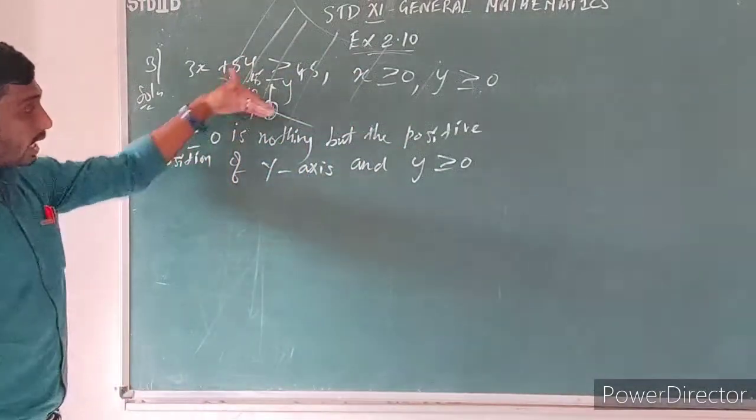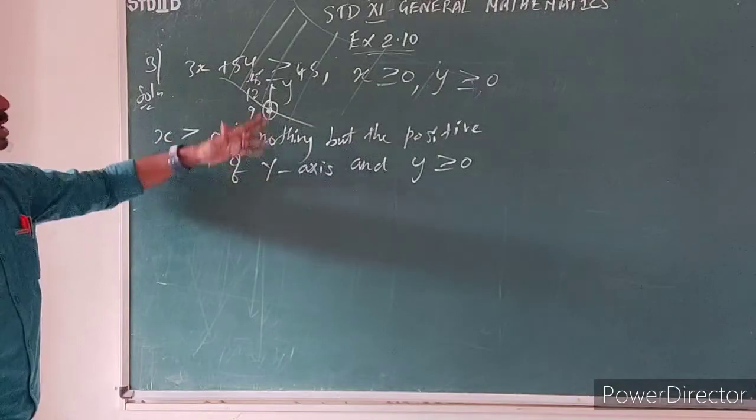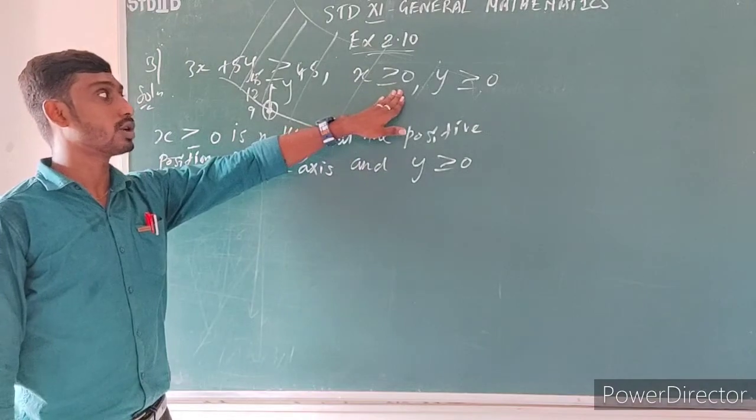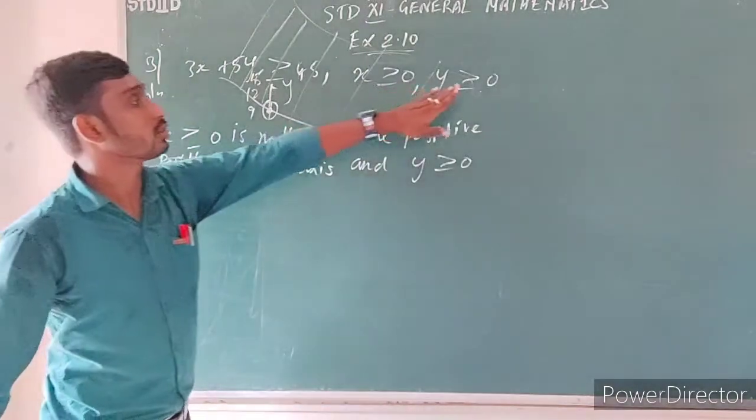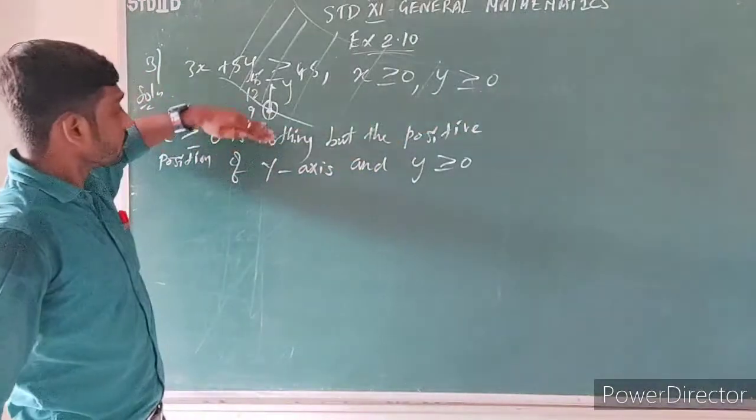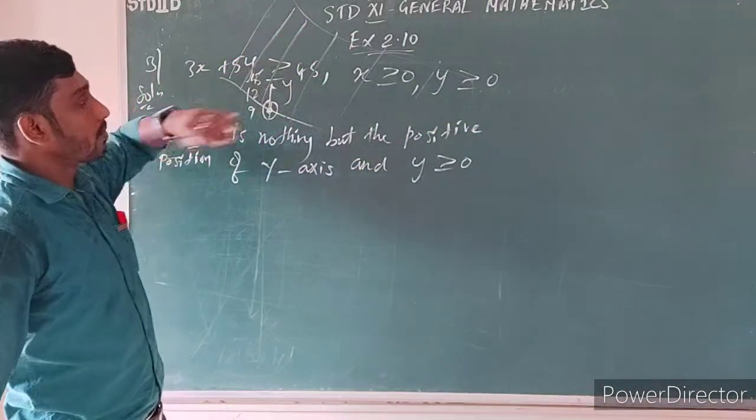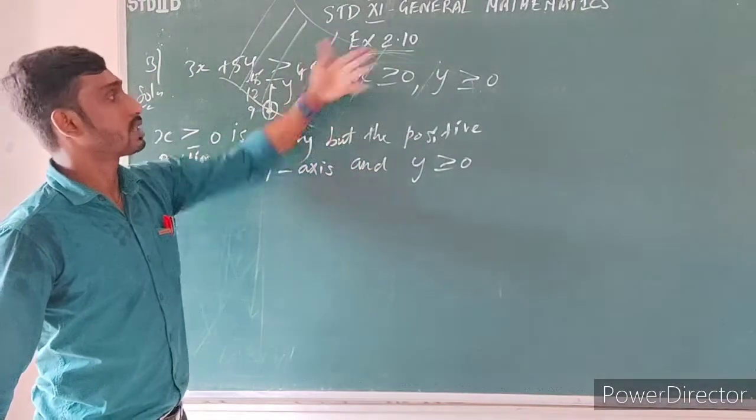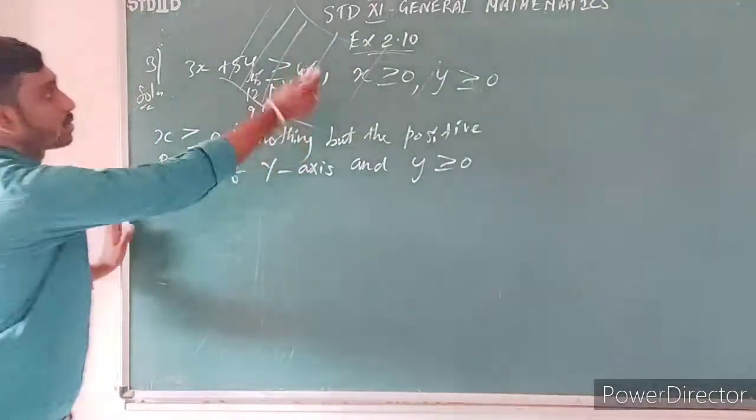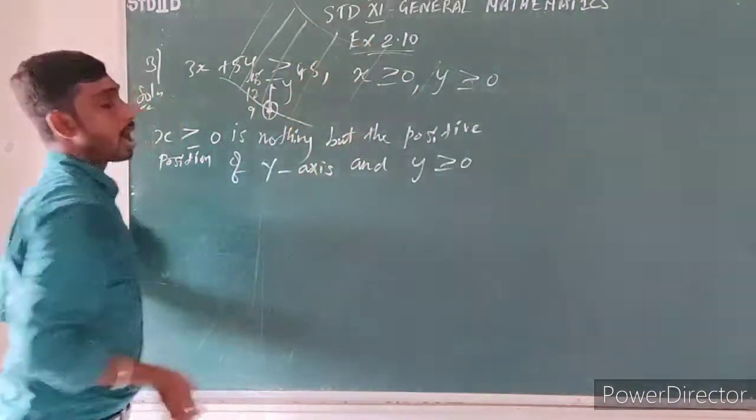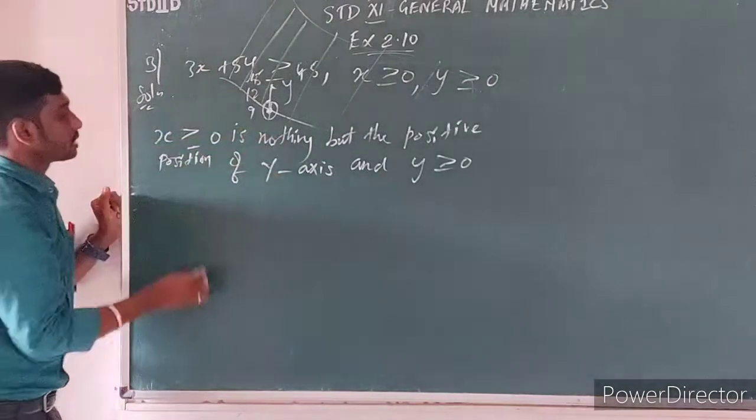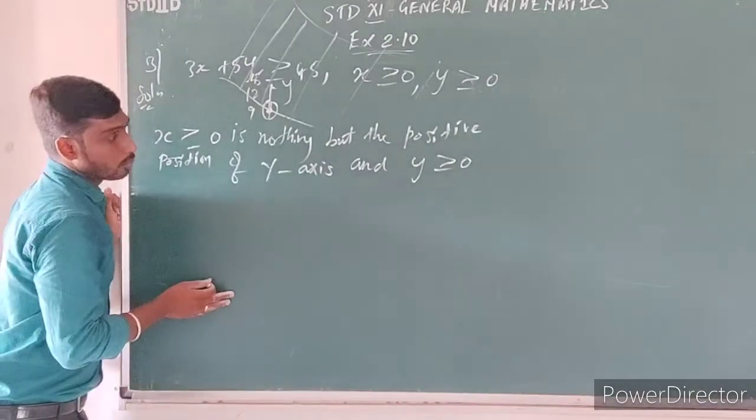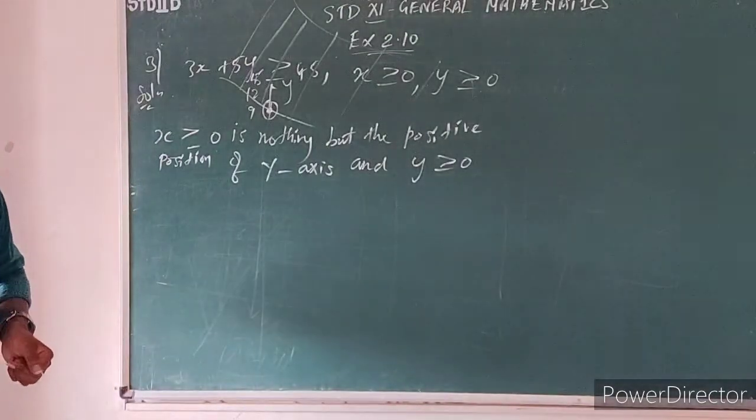If you shade below this one, it will go into the negative region. So it is not possible, because they have given x greater than or equal to 0, and y greater than or equal to 0, so you have to shade the region in the positive region. So 9 and 15 will be the starting point for you. After that, all the values are in the positive region. That's why we are shading the region above the extreme points. So x greater than or equal to 0 is nothing but the positive portion of the y axis, and y greater than or equal to 0.